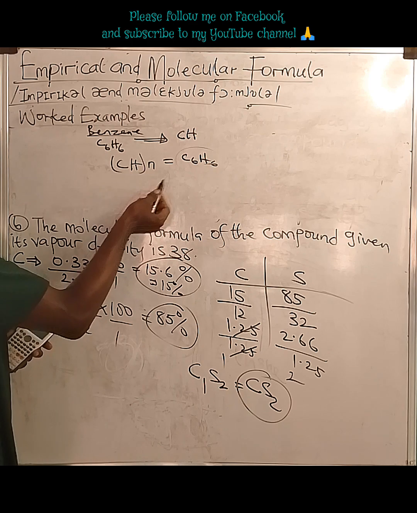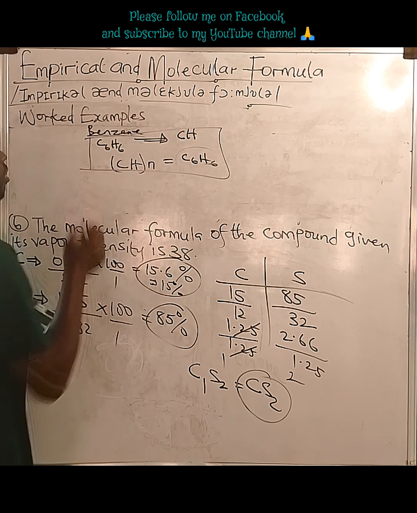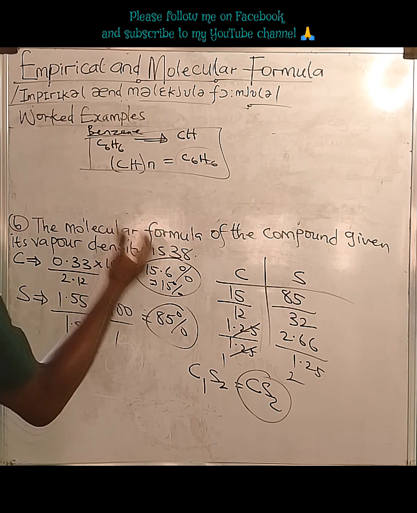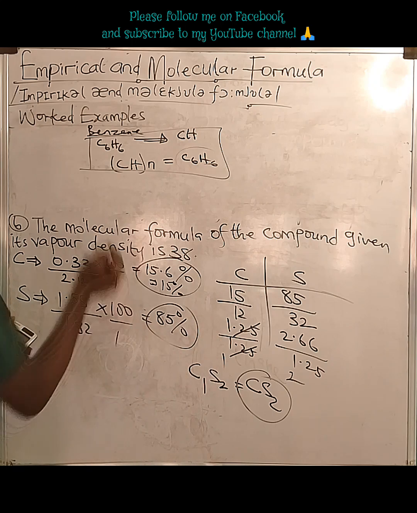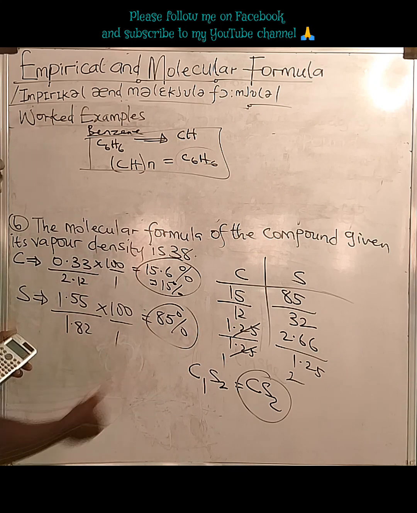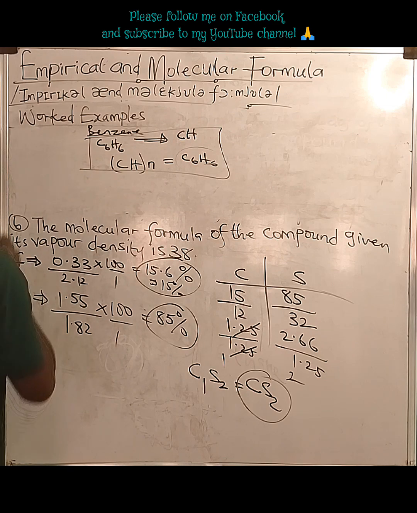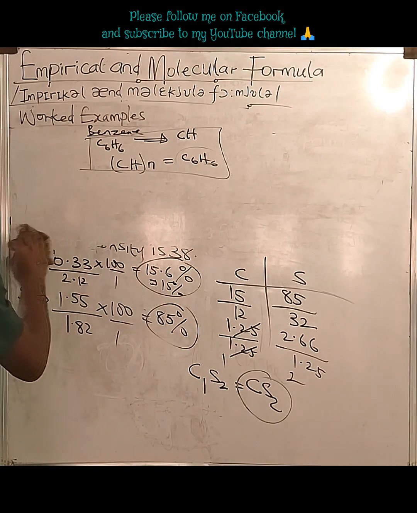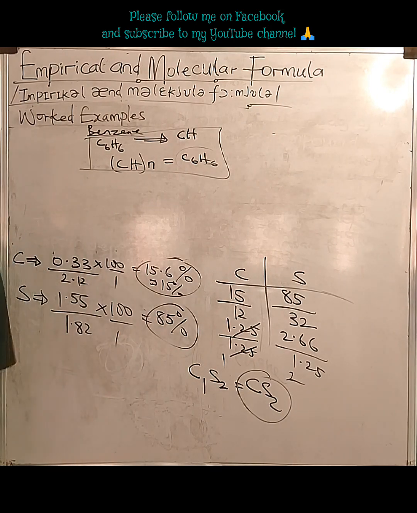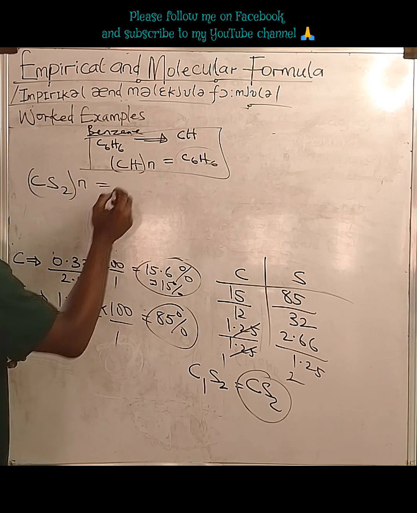That very number is what N represents. As simple as that. So for us to get the molecular formula, we just have to multiply CS2, which is the empirical formula, with a given unknown number that will give us the molecular formula. So let's see what we are going to do from there. We've been given the vapor density to be 38. Vapor density is given as 38. Don't forget, very important. Now the vapor density, don't forget, that is CS2 times N to give us the molecular formula.